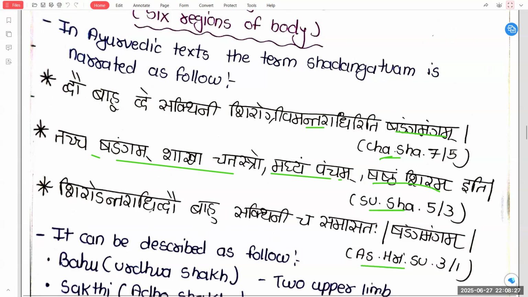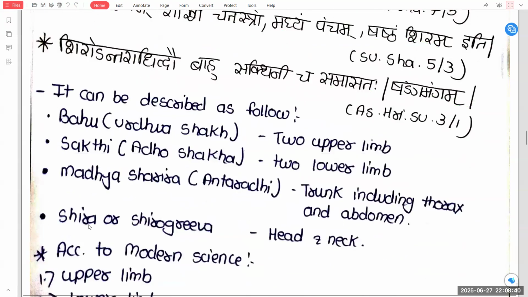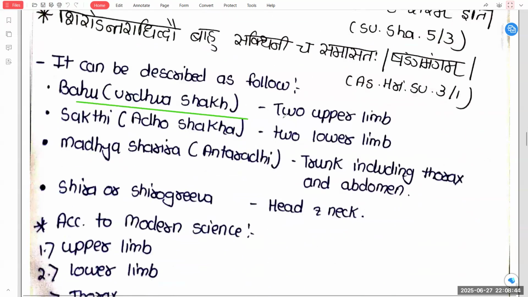And Ashtang Hriday has told Shirasho Antaradhidvo Bahu Shakthinicha Samasataha Sharangatam. We will see this. It can be described as follows. So, what Acharyas have told: Bahu, that is the Urdhva Shakha, are 2 in number. Shakti or Adho Shakha, the lower limbs, are again 2 in number.